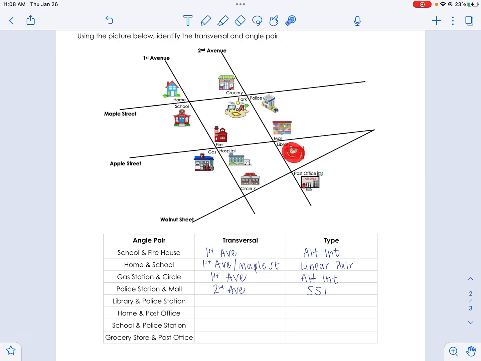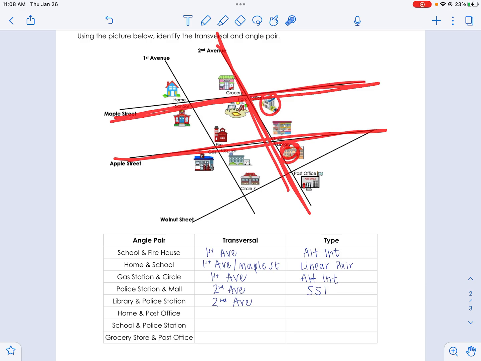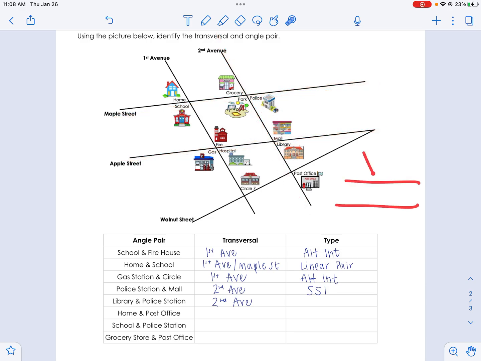Okay, now if I have the library and the police station, that's still on 2nd Avenue. 2nd Avenue is still going to get me there. But if I really emphasize those roads, so police station, library, the library is on Apple Street, the police station's on Maple Street. If I were going to redraw this picture, it would look like this. So notice one's in the bottom right of the top set and one's in the bottom right of the second set. Remember, whenever one's interior, one's exterior, bottom right, that's corresponding.